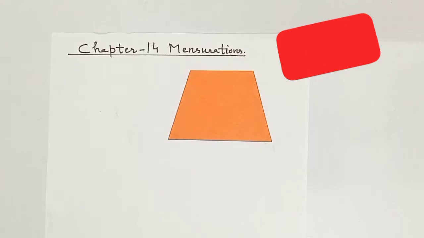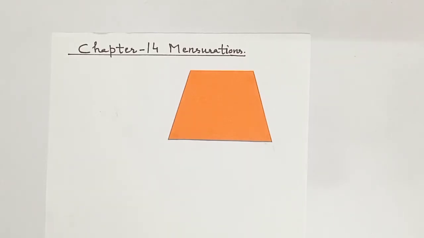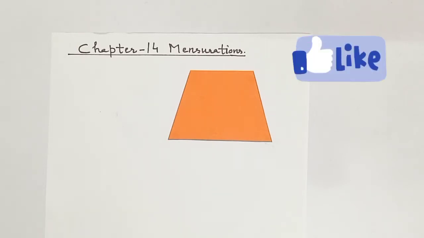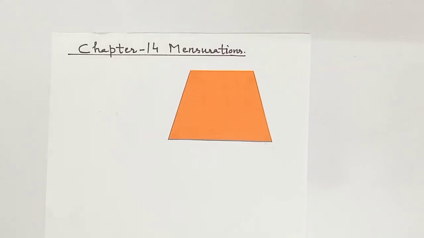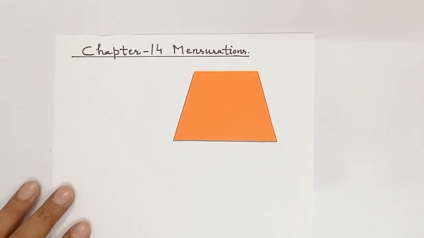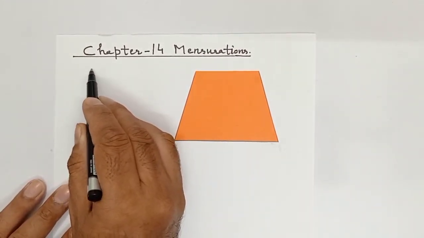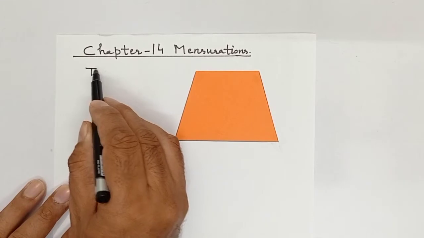Now in this video I am going to do the chapter 14 mensuration. Before I start the chapter mensuration, I will give its introduction of the first topic, that is area of trapezium. Before I start with questions, I would like to explain what is trapezium and how to find the area of trapezium. So first, this shape is trapezium.